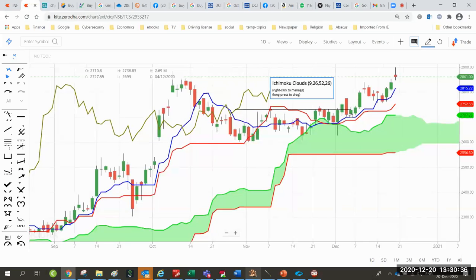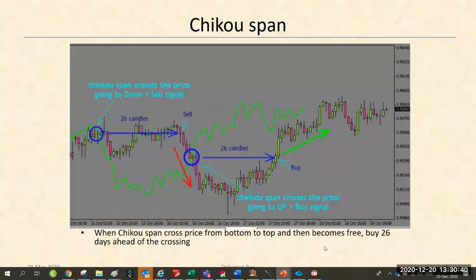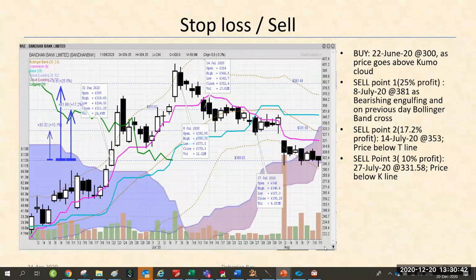Now let me also complete this one. Then there is a stop loss at the sell signal. Ichimoku also gives you that, if your prediction is not correct, then you can do a stop loss. So this one I posted a few days back. Let me explain how to correct it.